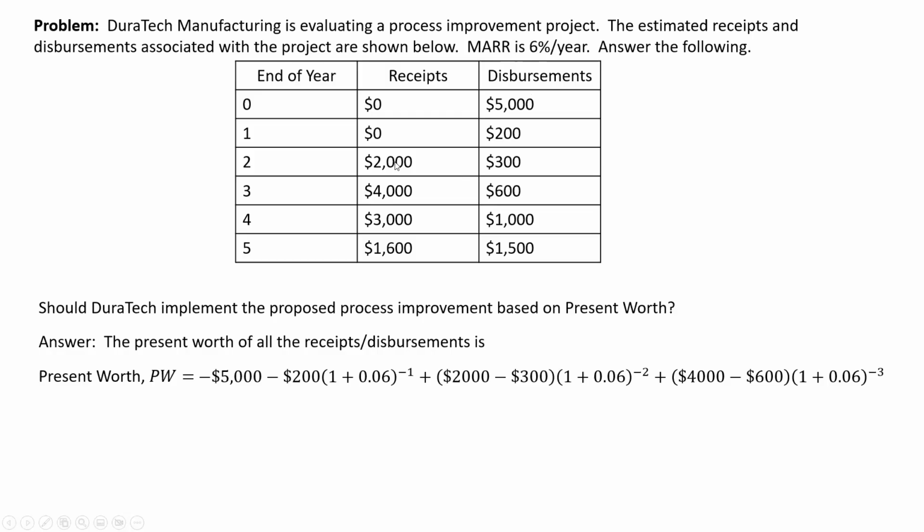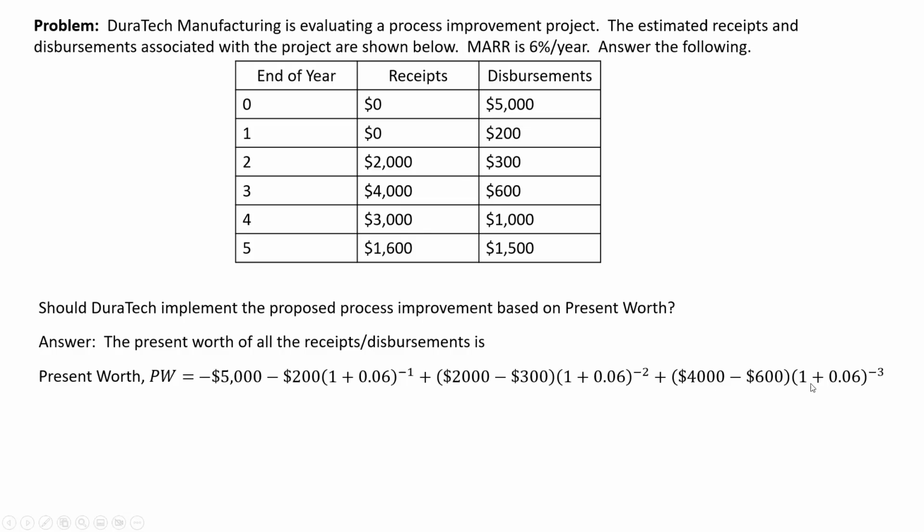However, for year 2, to push this forward to t equal to 0, understand that there is a plus 2000 and a minus 300. So that's exactly what I'm doing here. Plus 2000 for the receipt and minus 300 for the disbursement. And that needs to be pushed back to year 2. And we keep doing that for every other year.